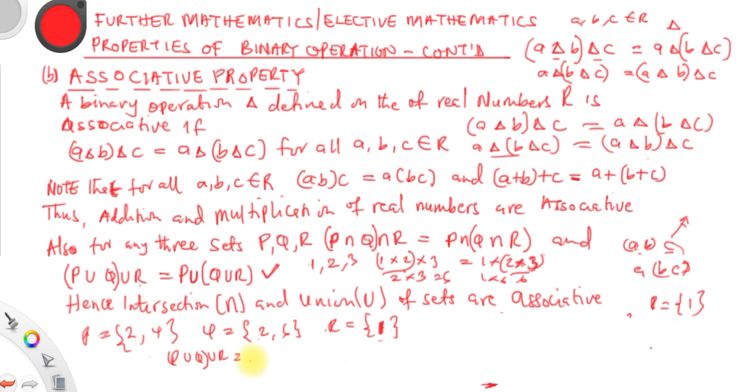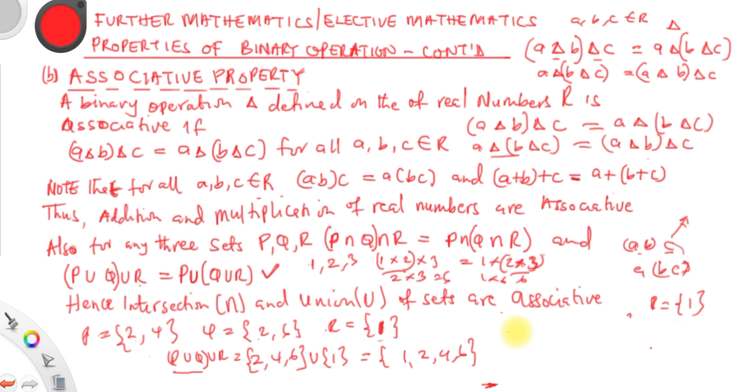So what is P union Q? Union means write all the elements without repeating. So 2, 4 and 2, 6. You write 2 once to get 2, 4, 6. This is what you get. This is P union Q. Then union this answer with R, which is 1. Union R, so you get the answer 1, 2, 4, 6. You have to rearrange from the smallest to the highest. So you get this as P union Q union R.